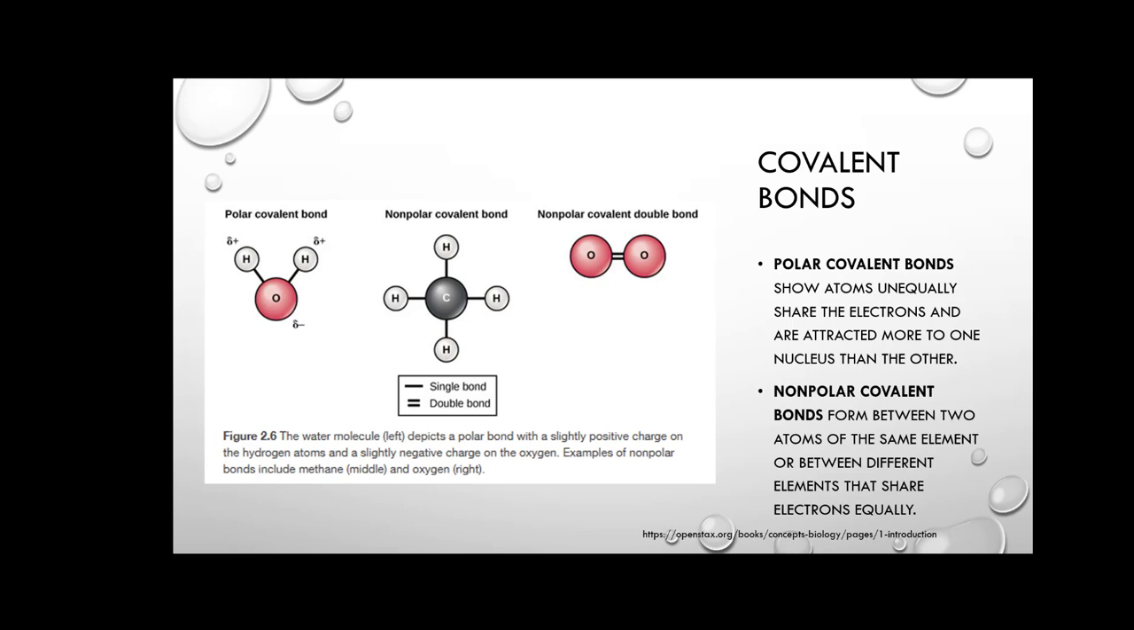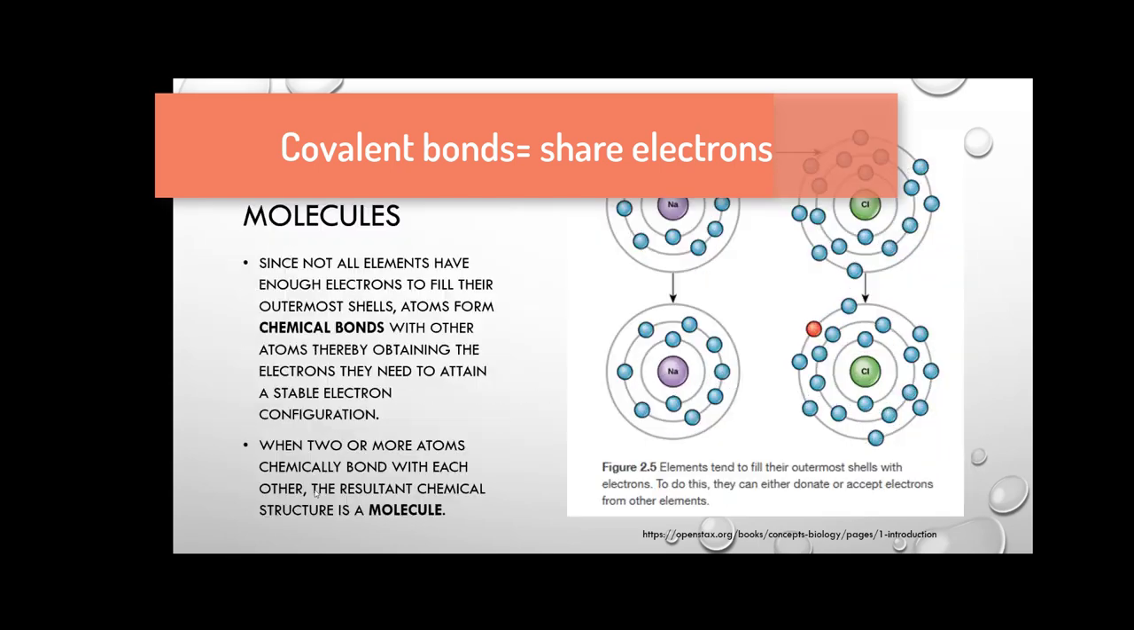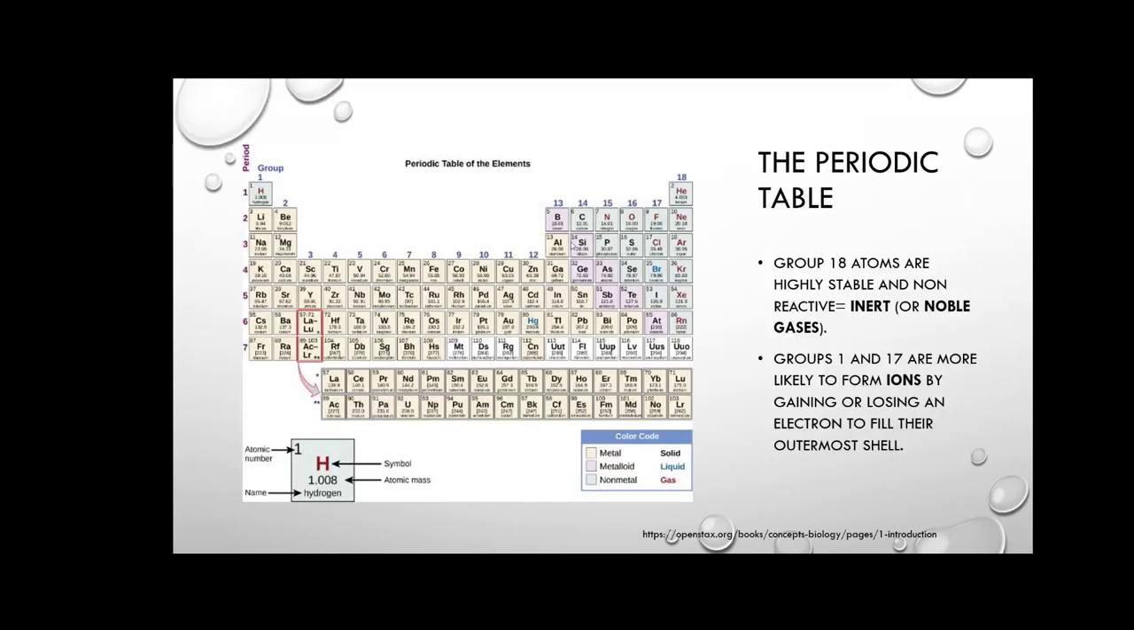This is different from covalent bonds. Covalent bonds, instead of donating electrons, simply share the electrons between them, okay? So let me go back to the periodic table, and let's talk about carbon. Carbon has 6 protons, so 2 electrons in its first shell, and then it has 4 electrons in its second shell. That means it needs 4 electrons to fill its outermost shell.